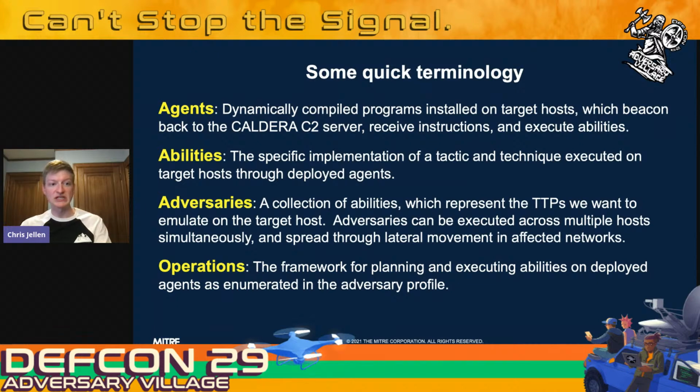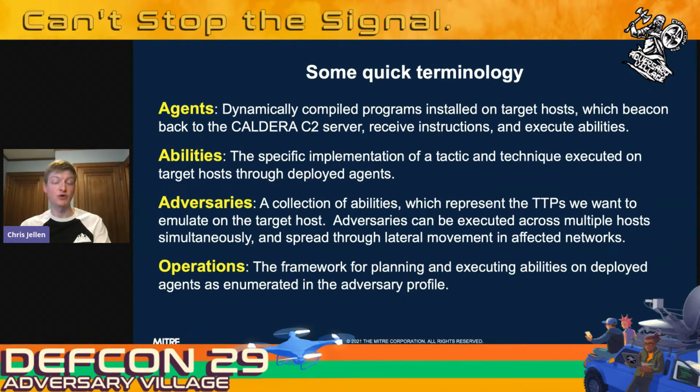Next up, we have abilities. Abilities are specific implementations of some of those TTPs that we want to execute on a target host. We have a huge database of these abilities that Caldera can leverage out of the box. So you, as the operator designing the adversary that you want to emulate, are able to choose from hundreds of different abilities when you're developing your personal curated adversaries.